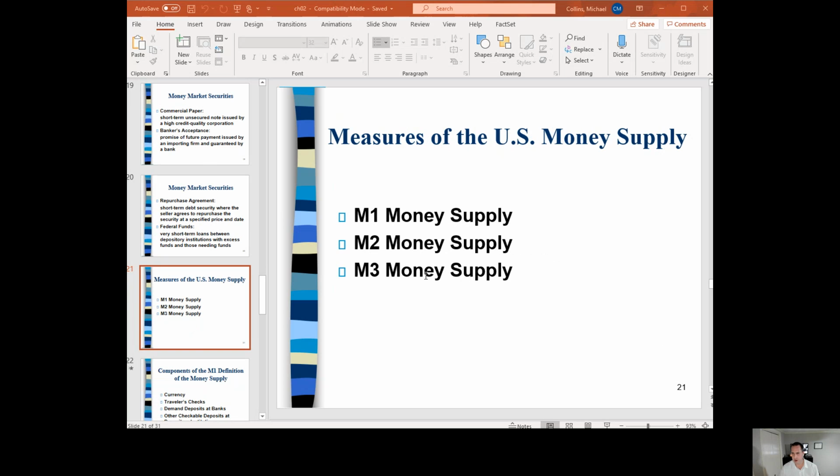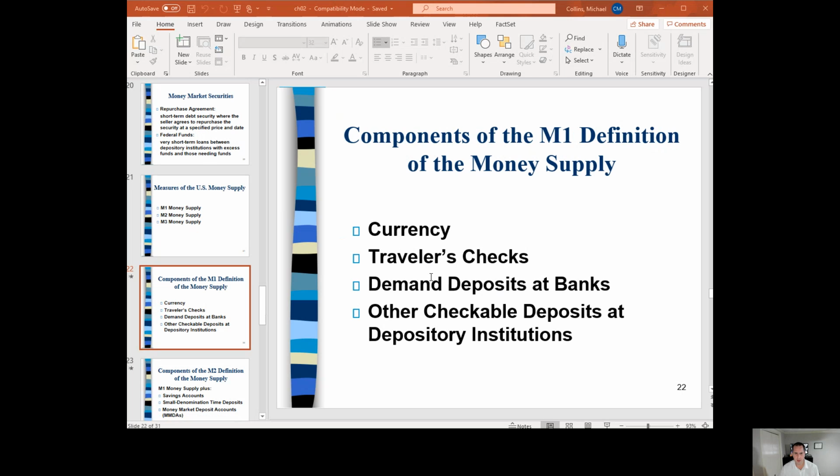And as we're here talking about money supply, the M1, M2, and M3. So M1 includes currency, traveler's checks, demand deposits at banks, other checkable deposits, the easiest form of money to access.